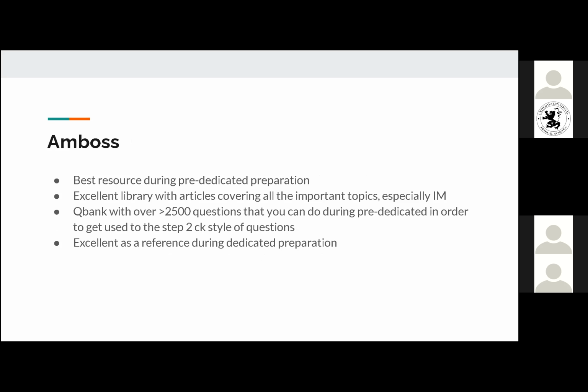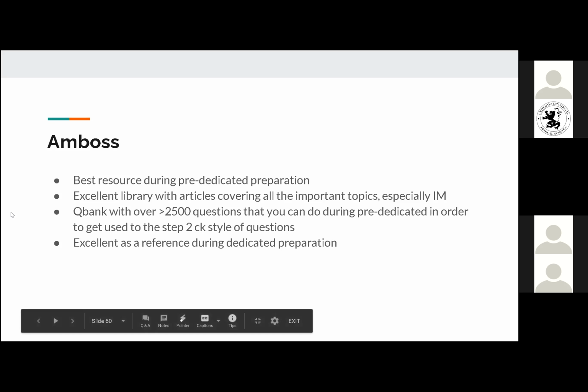You can use this QBank in the pre-dedicated period in order to get used to the Step 2 CK style of questions. And it's excellent as a reference during dedicated preparation. So during your dedicated preparation, if you forgot a concept or you found that the explanation on UWorld wasn't enough for you, you can also reference AMBOSS.